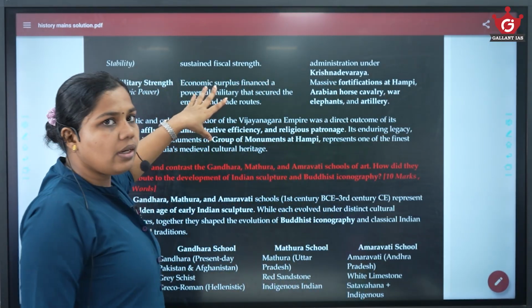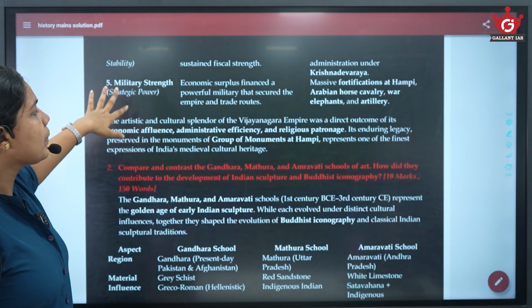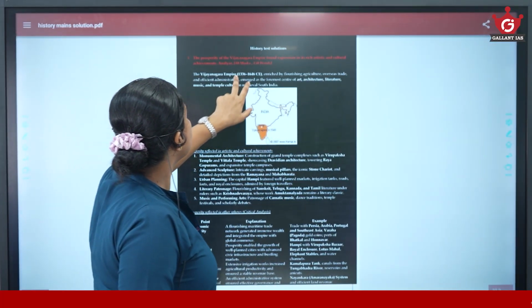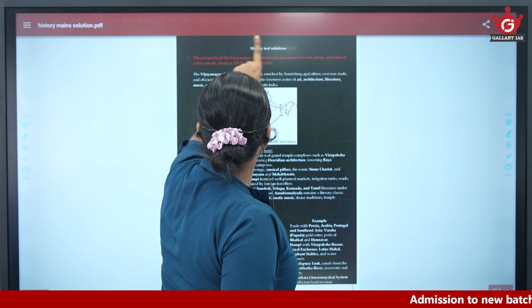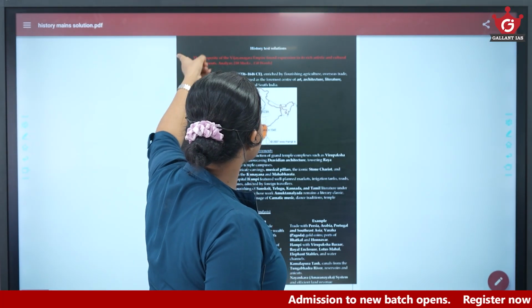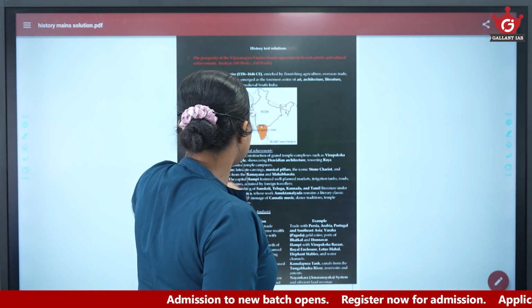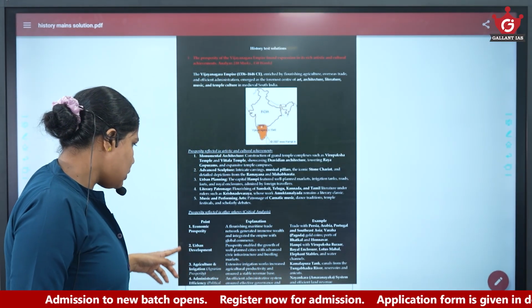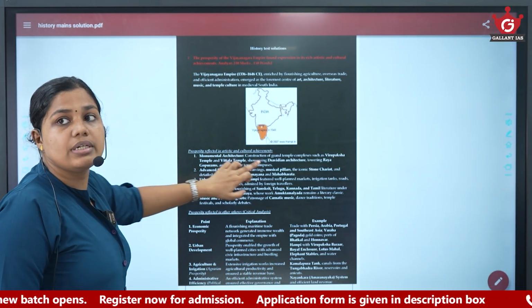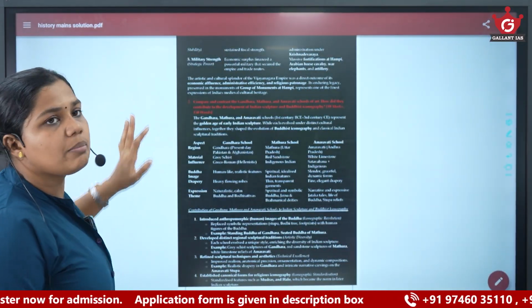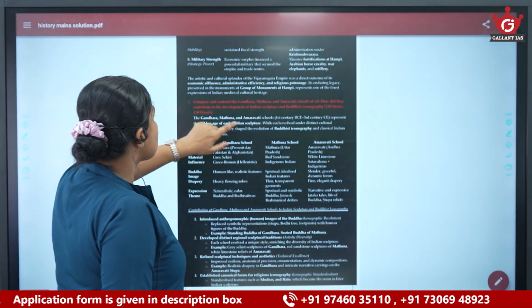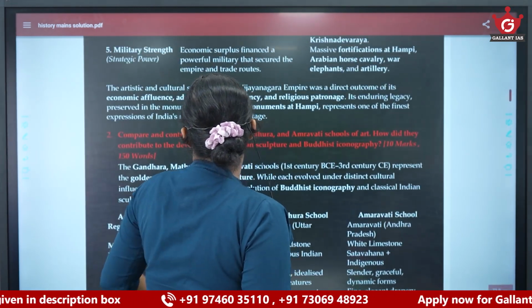So we are making our answer in such a way that Vijayanagara had its rich artistic and cultural achievements, but the prosperity was not only this, they had some other factors too, which are economic prosperity, urban development, agriculture, administrative efficiency, and their military strength. Okay. So after this, we can conclude our answer.